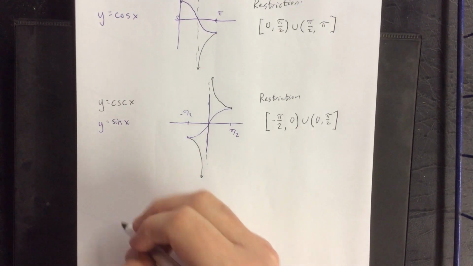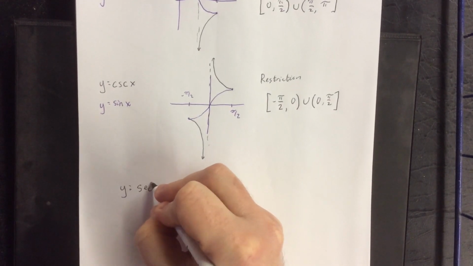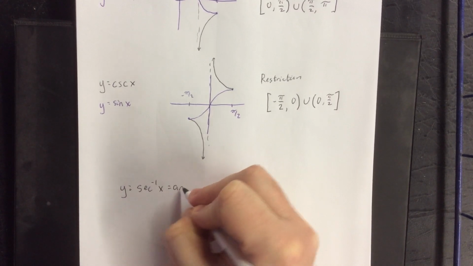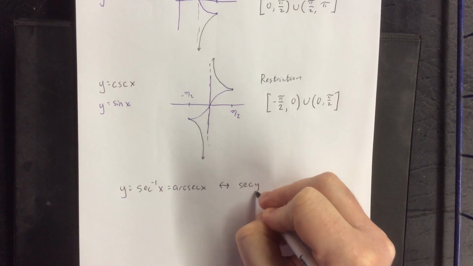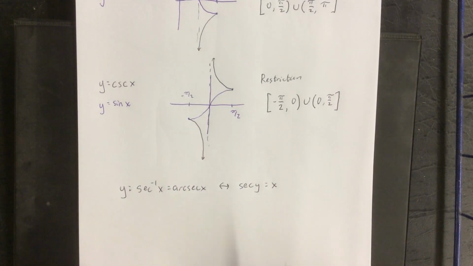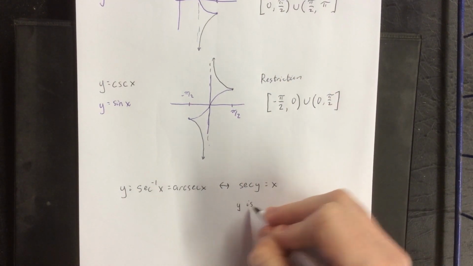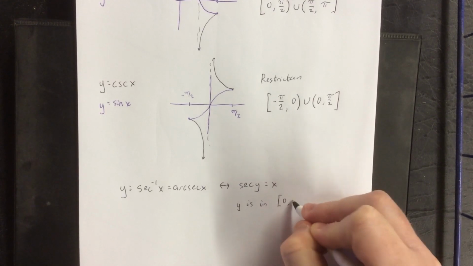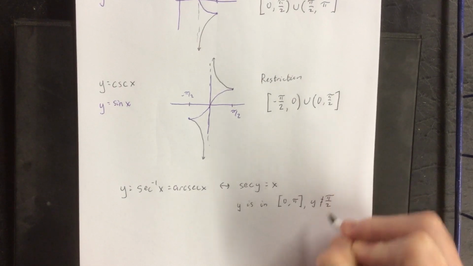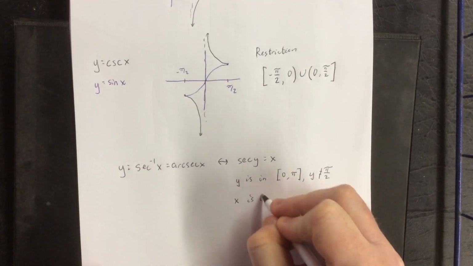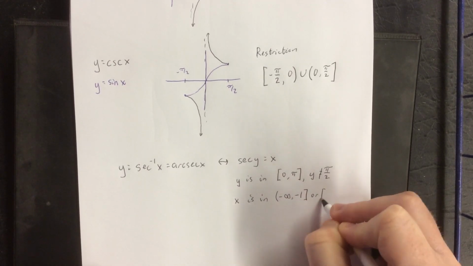Now the definitions of these will be hopefully relatively straightforward. If I say that y is equal to the inverse secant of x, or the arc secant of x, this is equivalent to saying that the secant of y is equal to x. Y is now referring to the angle, so the angle will be anywhere in there. Y is in the closed interval from 0 to pi with the omission of pi over 2. And x is in either negative infinity to negative 1 or 1 to infinity.